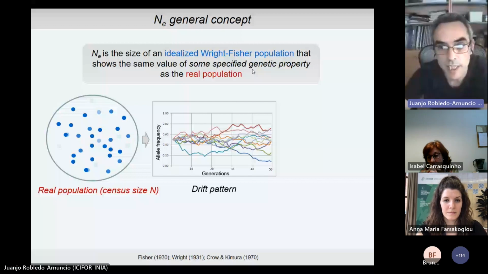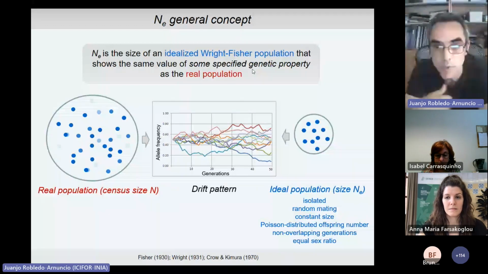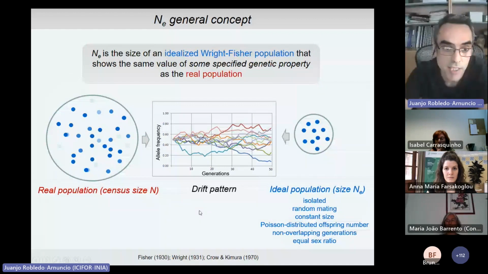So then NE would be the size of an ideal population that shows this same drift pattern as the real population. And by ideal population, we mean a population that is isolated, that has random mating, constant size, Poisson distributed offspring number, non-overlapping generations, and equal sex ratio. So any departures from these assumptions, from these ideal characteristics, will result in a difference between the census size N and effective population size NE. In general, NE will be lower than N, but not necessarily in all cases.